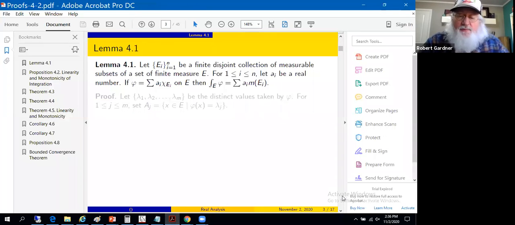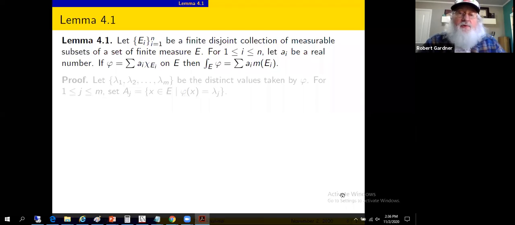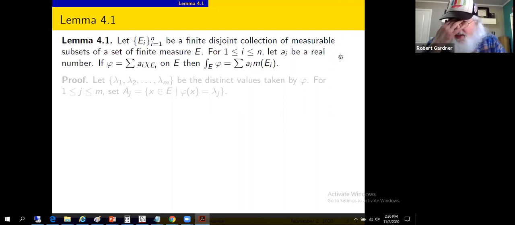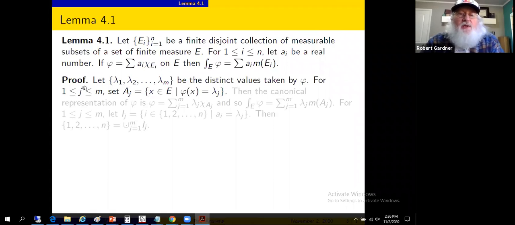It's nothing surprising, but for completeness, let's go through this. Our very first result on Lebesgue integration. As given, let the E sub i's be disjoint and let phi be written like this. Okay, we've got to get to the canonical representation, so we can use the definition of the integral of a simple function. So suppose lambda 1 through lambda sub m are the distinct values taken on by function phi.